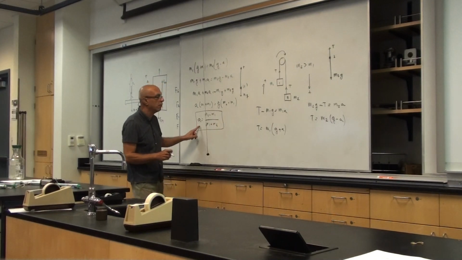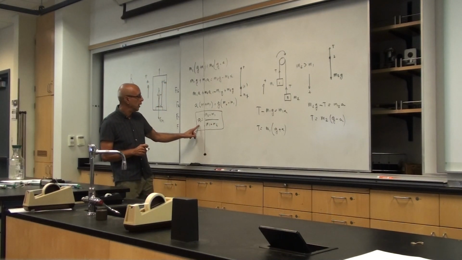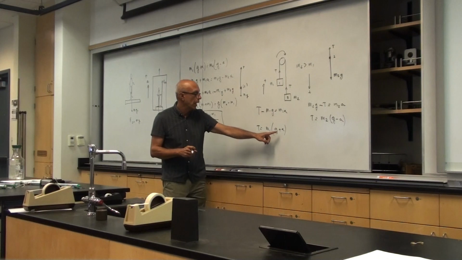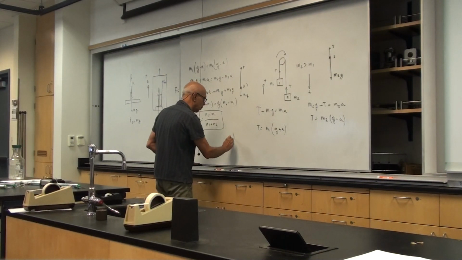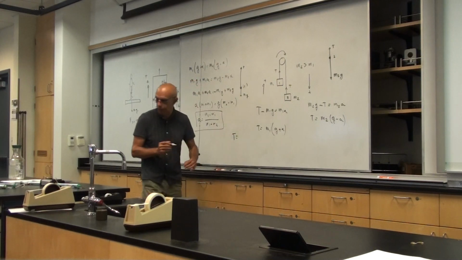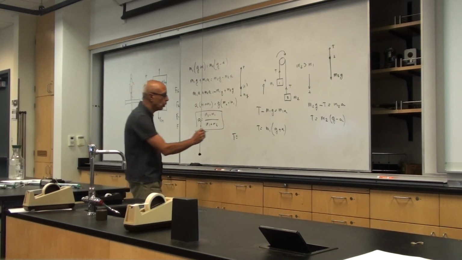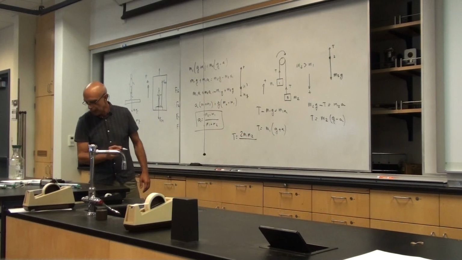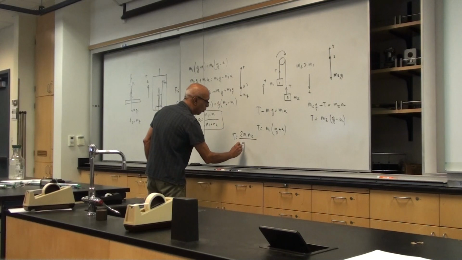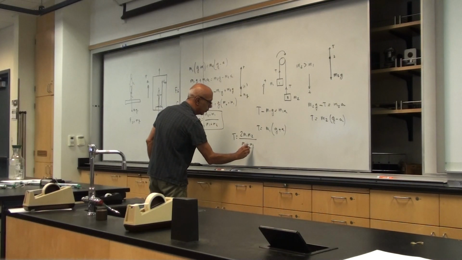So now that I have this, I can plug it in here and make the calculation for t. And when I do that, I'm going to get t equal to 2 m1 m2 divided by m1 plus m2, okay?